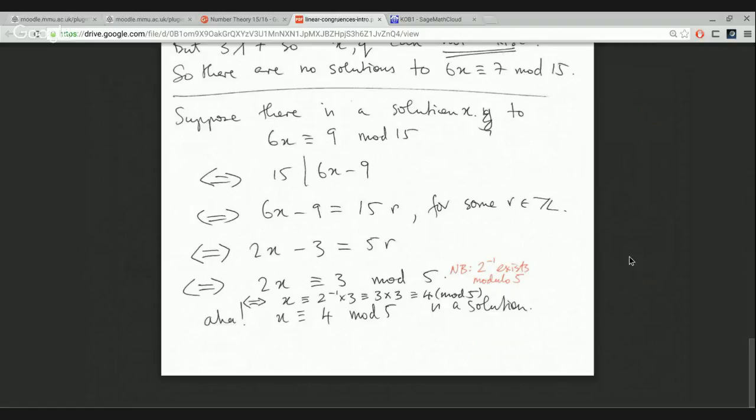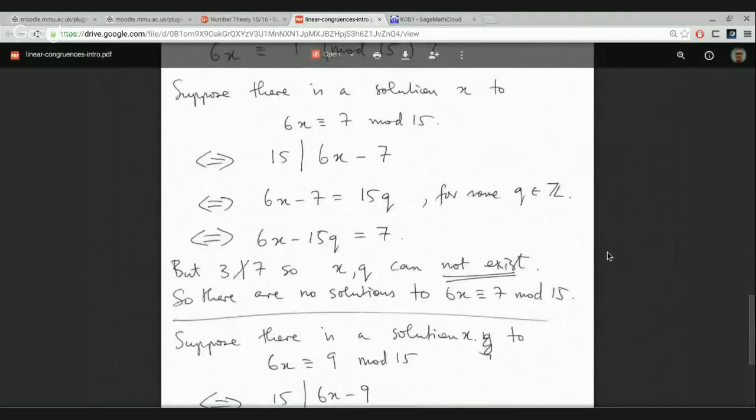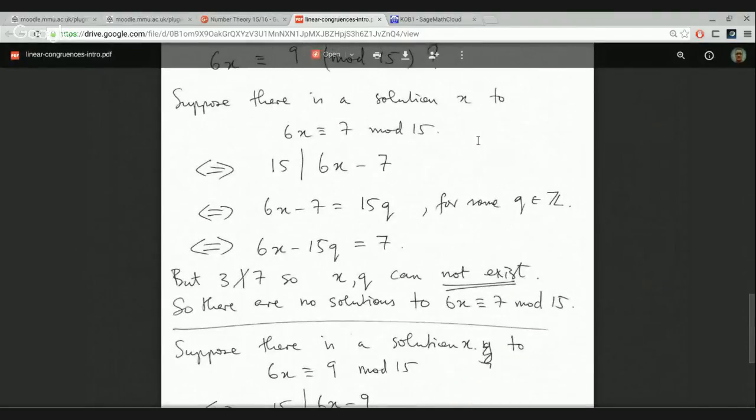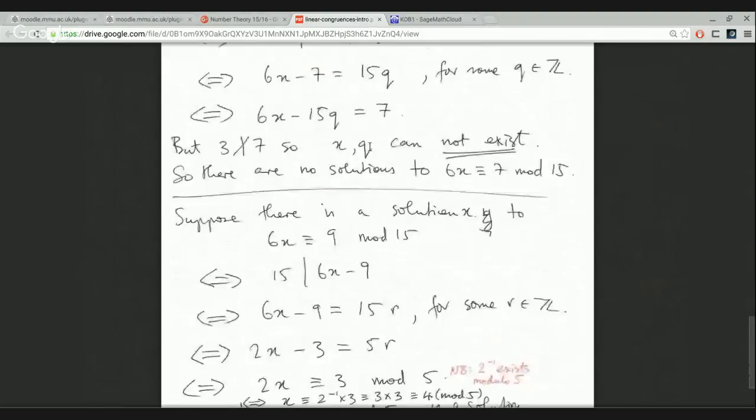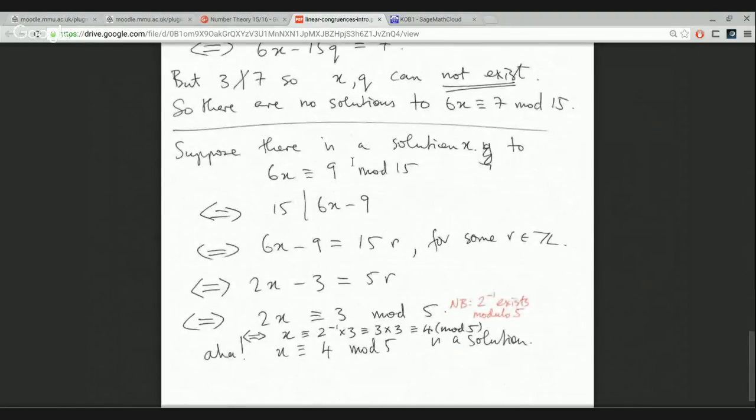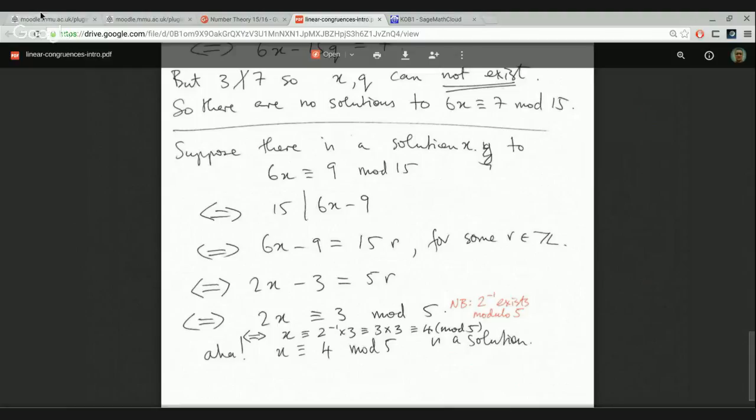So these two examples display all the features. If the greatest common divisor of 6 and 15 does not divide the 7, there are no solutions. But when the greatest common divisor does divide the constant term, there are solutions. There are multiple solutions, and the number of different solutions is the same as the greatest common divisor. Okay. Any other queries on that?